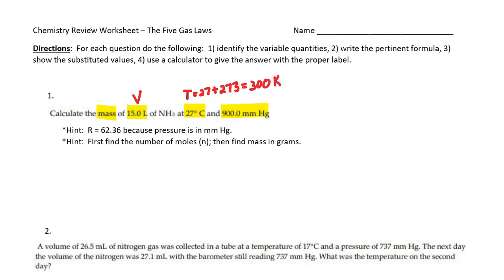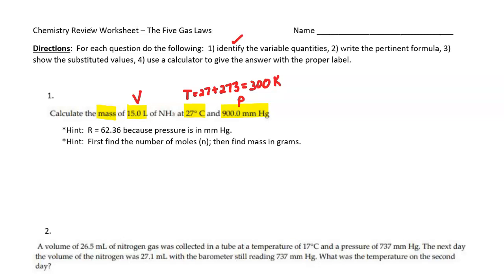And then finally, the 900 millimeters of mercury is a pressure. The reason that I labeled my variables without any subscripts, the little ones and the little twos, is because there is only one volume, there is only one temperature, there is only one pressure. So far, I've done step 1 of the 4 steps described in the instructions. I've identified the variable quantities.